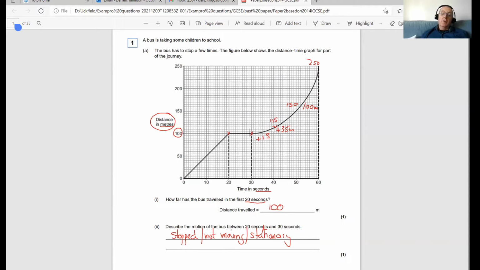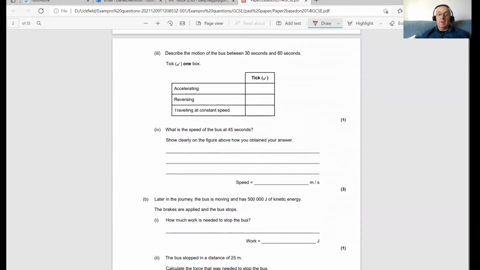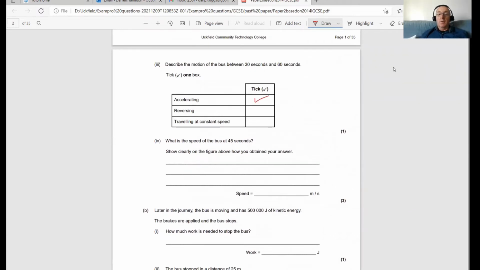So we could look at that graph, see that it is curving upwards, the gradient is increasing, and we know the gradient of a distance-time graph is the speed. So given that the gradient of this graph is increasing, the speed is increasing, so we could say that it is speeding up, getting faster, accelerating. So there's our mark for this.